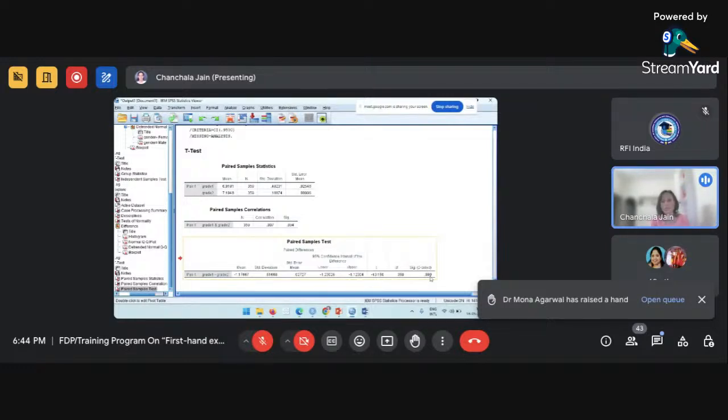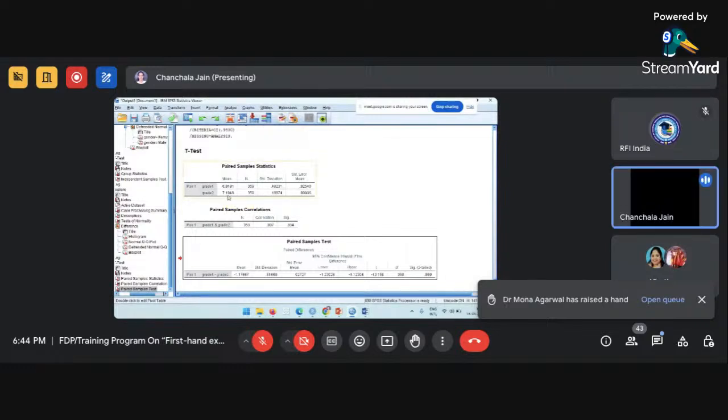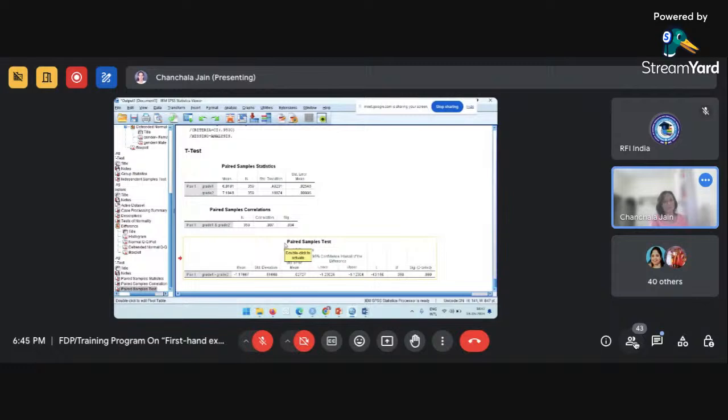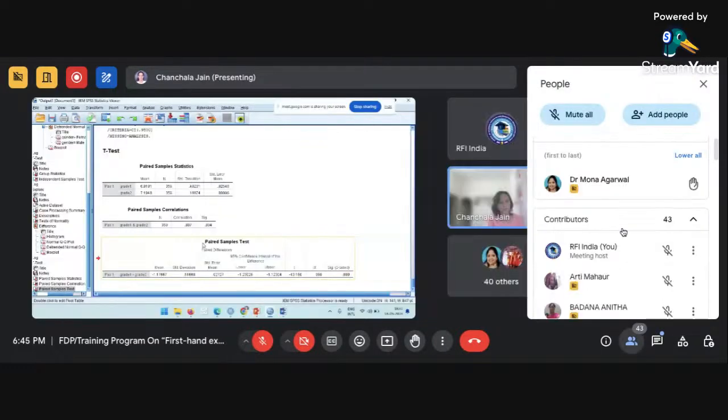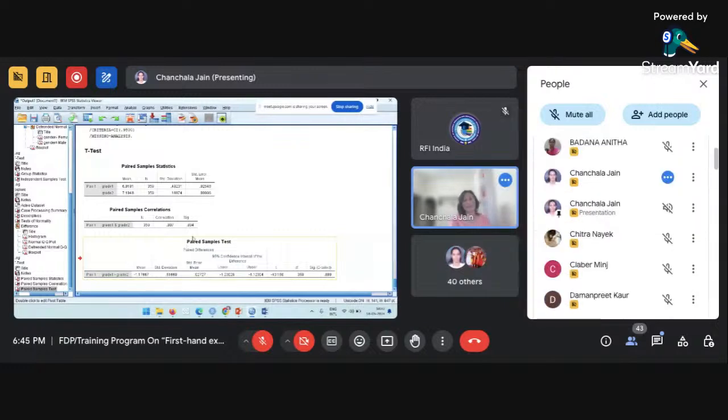And how can you ascertain whether the difference is positive? You can look at this mean value. Before the teaching, the mean value was this. After teaching, when we conducted the test, the mean is this. So it has improved, right? So that means teaching is effective. Clear? Yes, ma'am. I hope it is clear, right? So I think this is what I performed.